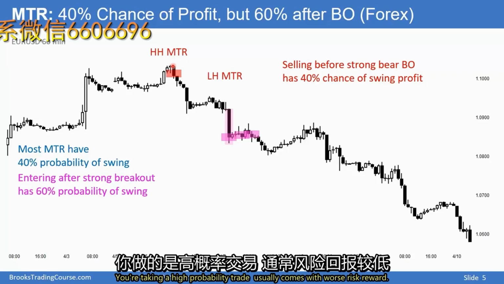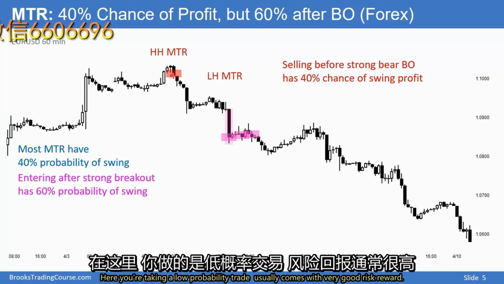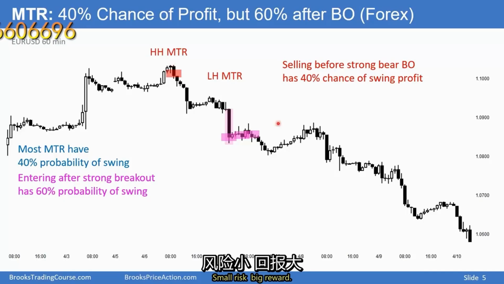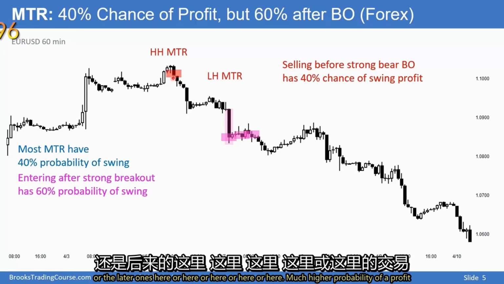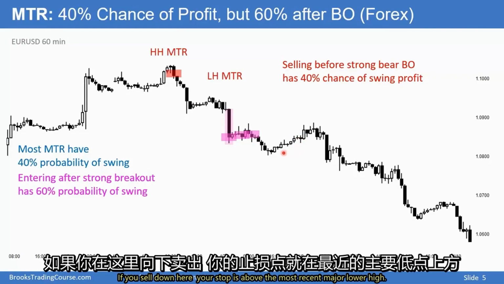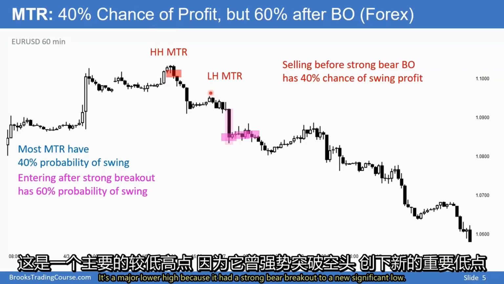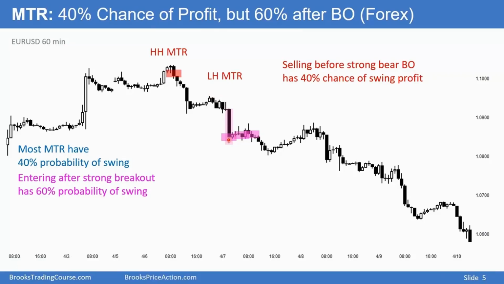You're taking a high probability trade, usually comes with worse risk reward. Here you're taking a low probability trade, usually comes with very good risk reward. Small risk, big reward. It's acceptable to take either trade. The initial one with the low risk and low probability, or the later ones here or here or here or here or here. Much higher probability of a profit, but the stop is usually further away. If you sell down here, your stop is above the most recent major lower high. It's a major lower high because it had a strong bear breakout to a new significant low.